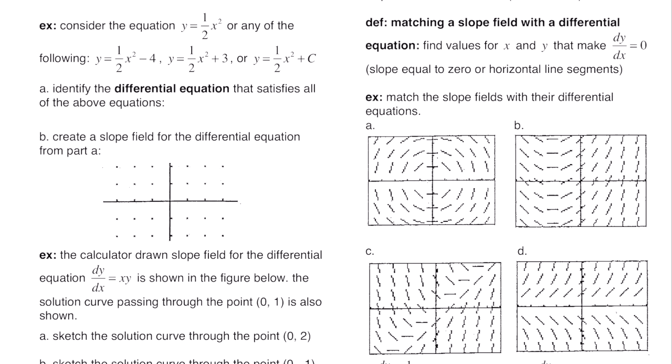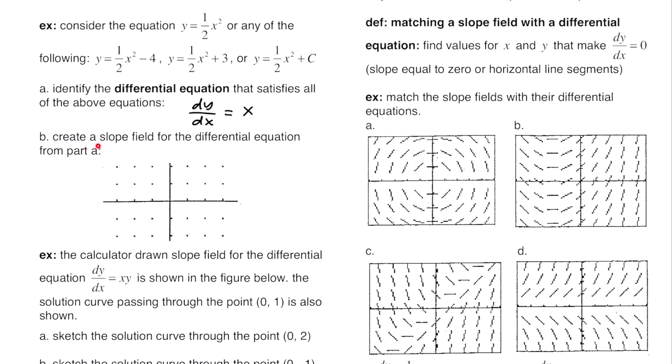This example says, consider the equation y equals 1/2 x squared, or any of the following, where we have 1/2 x squared minus 4, 1/2 x squared plus 3, or 1/2 x squared plus an arbitrary constant c. Part A, identify the differential equation that satisfies all of the above equations. For all of these equations, when you take the derivative with respect to x, you get dy/dx equals, and then on this side, when you bring the 2 down, the 2 and the 1/2 cancel, and you're just left with x. So our differential equation is dy/dx equals x.